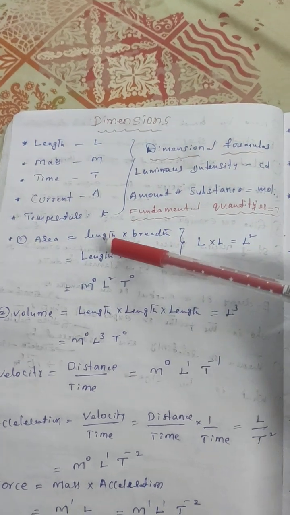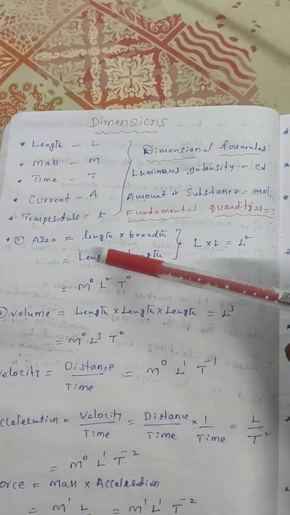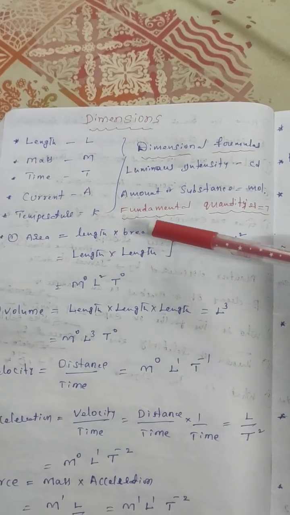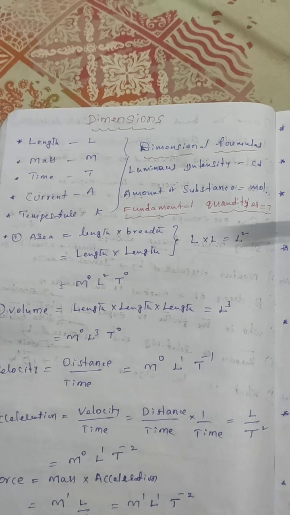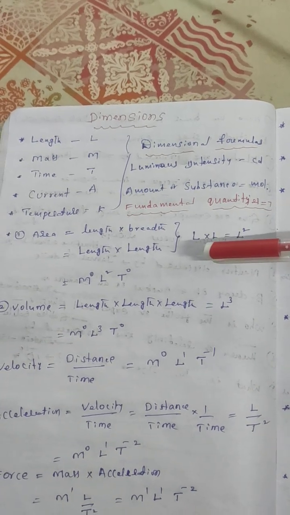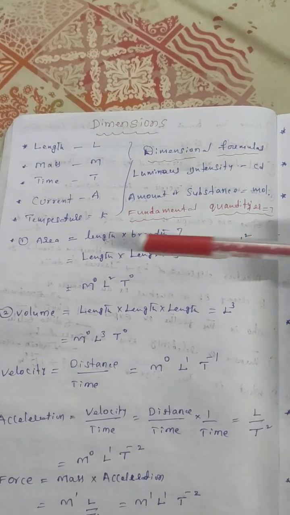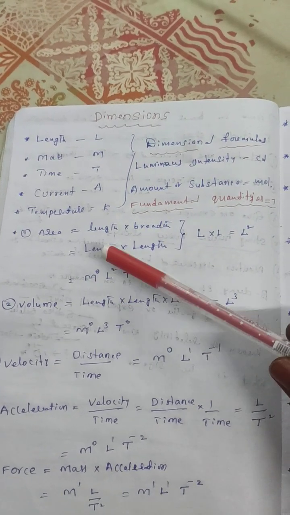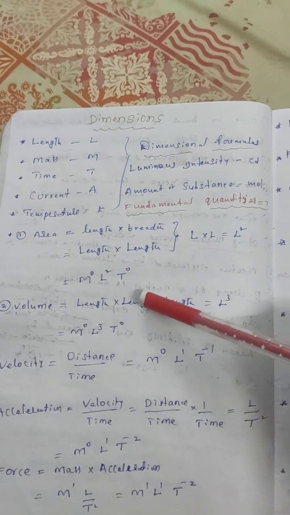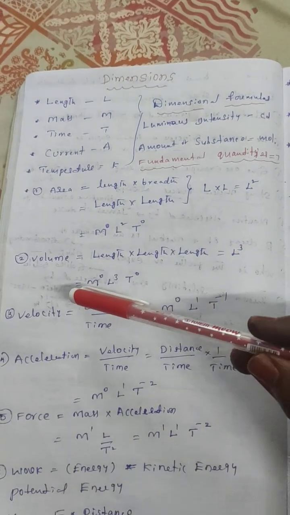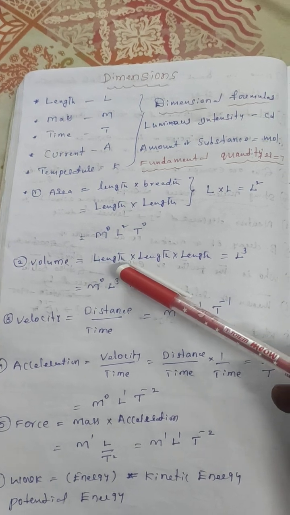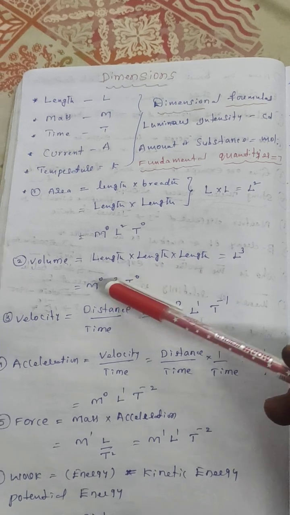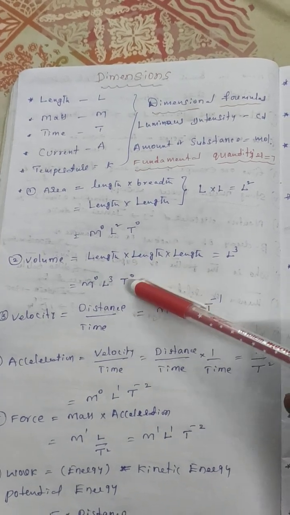Area. Area is length into width, that means length into length. Length means distance into distance. Distance, length, height, depth, all we will identify with L. L square. Area is L square. How will we write this dimensional formula? M is not there. M power 0 means 1. M power 0, L square, T power 0. Next, volume. Volume dimensional formula is length into length into length, L cube. How will we write? M power 0, L cube, T power 0.